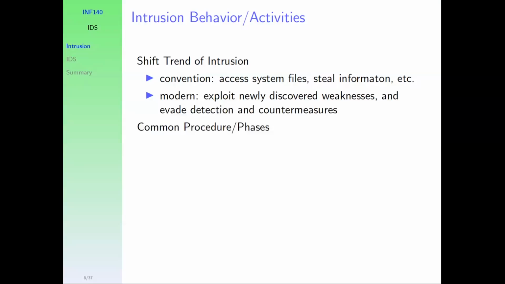And for intrusions, nowadays they try to exploit newly discovered weaknesses. They also try to evade intrusion detection and the new countermeasures. I mentioned several times that there are two sides, we can say the black and white side. The black side tries to hack the system, the white side tries to protect the system. But there's an arms race between the two sides. If some advanced technology is deployed by one side, the other side will try to catch up and find new measures against these newly found technologies.